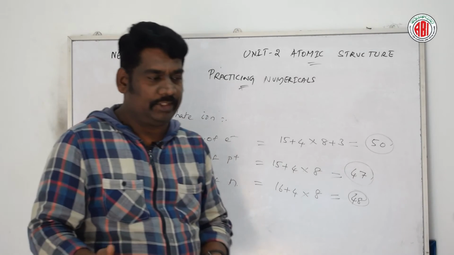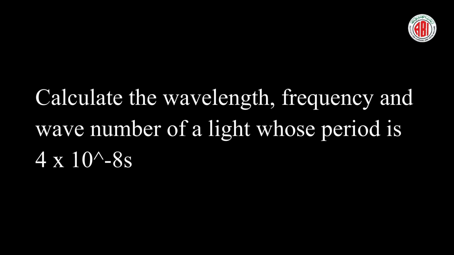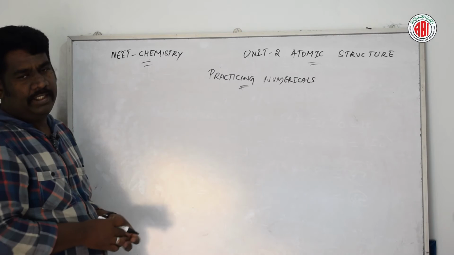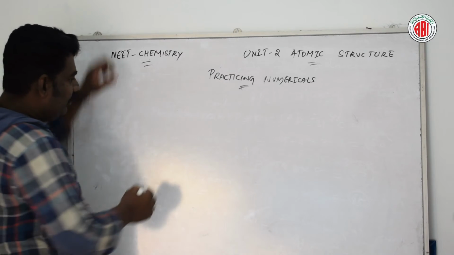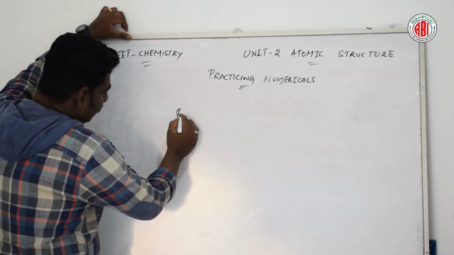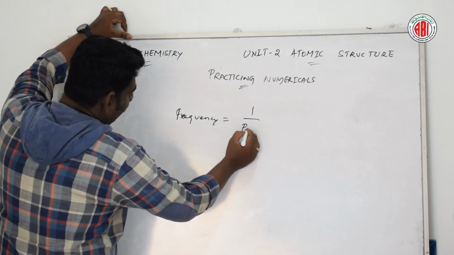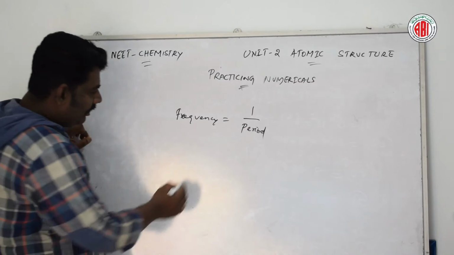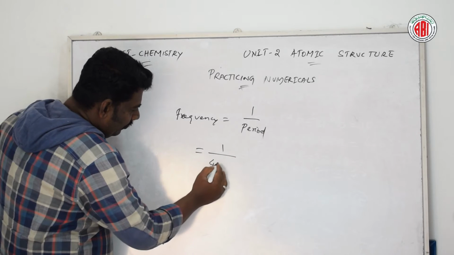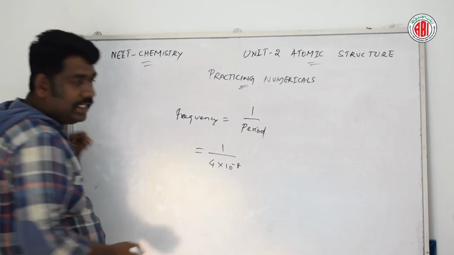Let us go for the next question. Look at this question, guys. Calculate the wavelength, frequency and wave number of a light whose period is given as 4 into 10 to the power of minus 8 second. Let us find the answer. According to this question we should find the frequency. We have the formula: frequency is equal to 1 by the time period. That is nothing but 1 by 4 into 10 to the power of minus 8 second.